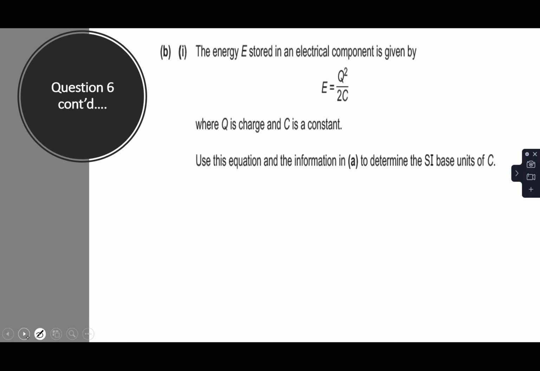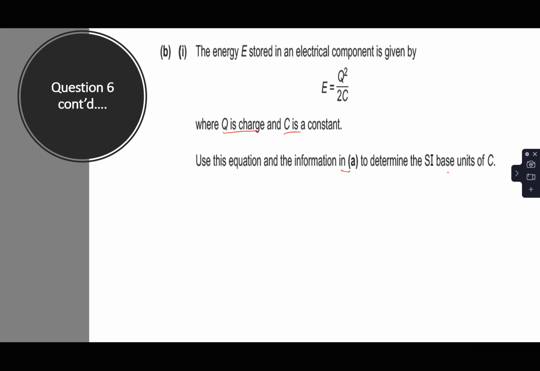Question number 6. The energy E stored in an electrical component is given by E is equal to Q squared over 2C, where Q is of course defined as the charge and C is a constant. We are not sure whether it has units or not. Use the equation and the information in part A to determine the SI base units of C. It means question 5 is part of this. It is the part A of this question.